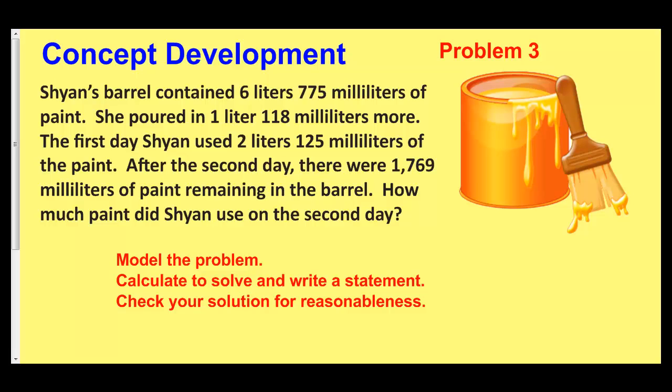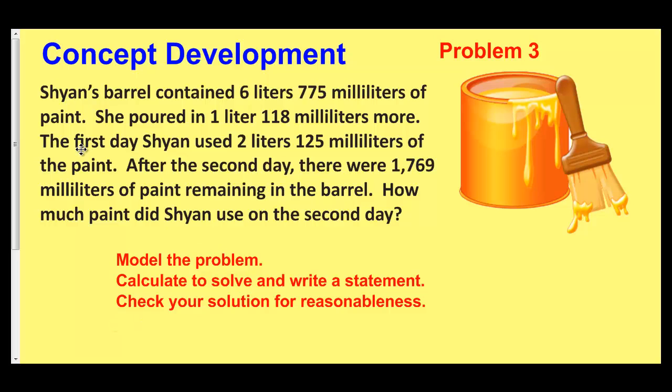So again, when you read this the first time through, it sounds pretty confusing. So it's really important that you break it down and draw a model. So the first thing I would do is I would draw a tape diagram of the barrel. The barrel contained 6 liters and 775 milliliters of paint. Okay, that's how much it had. Then she poured in 1 liter, 118 milliliters more. So I add that to my tape diagram.